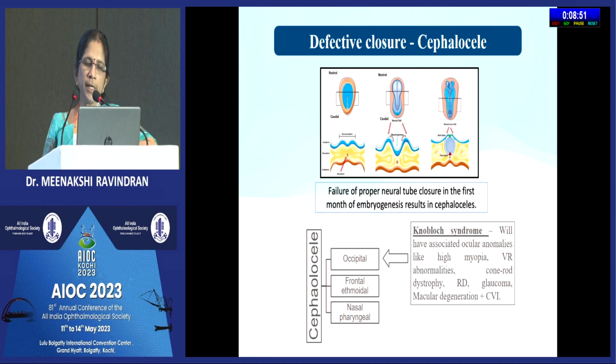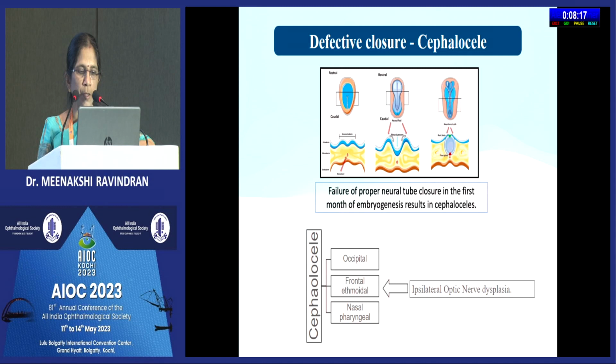Coming to cephalocele, it is nothing but extravagination of the intracranial contents through the dura or the skull. It is not inside, it is outside. So you can have all these defects. It can be occipital, where you can have Knobloch syndrome. Even yesterday somebody was presenting Knobloch syndrome in the session. It will have other associated anomalies. So whenever we see any high myopia or VR abnormalities, we should think of neuroimaging and finding out if there is any encephalocele.